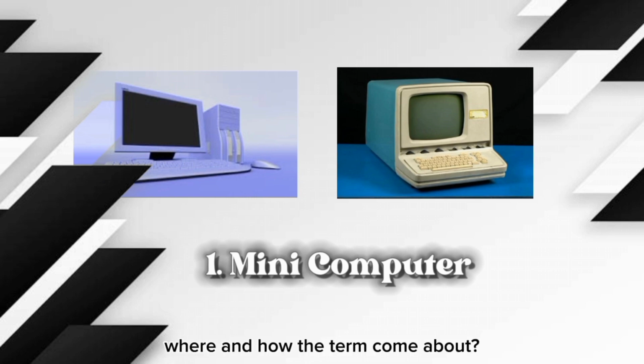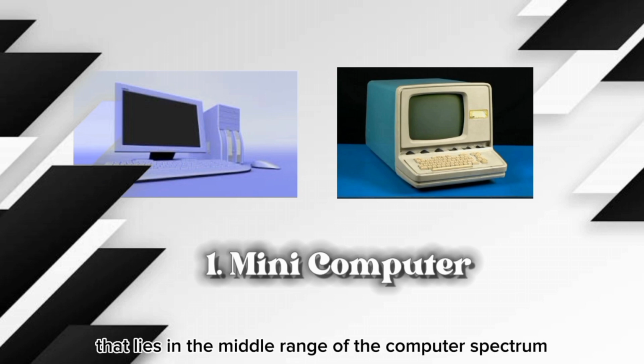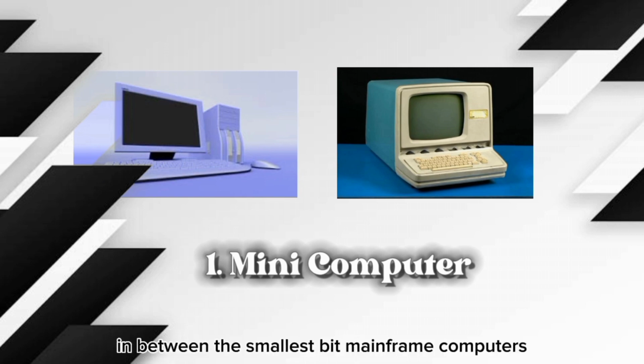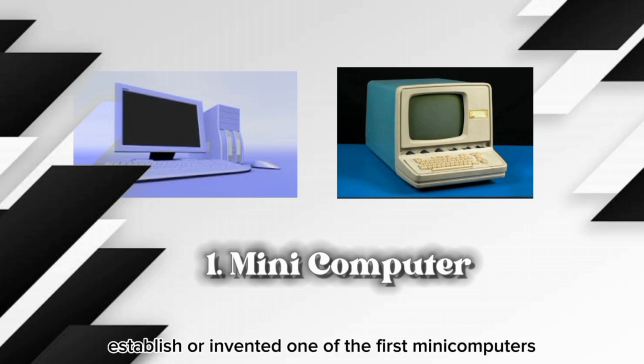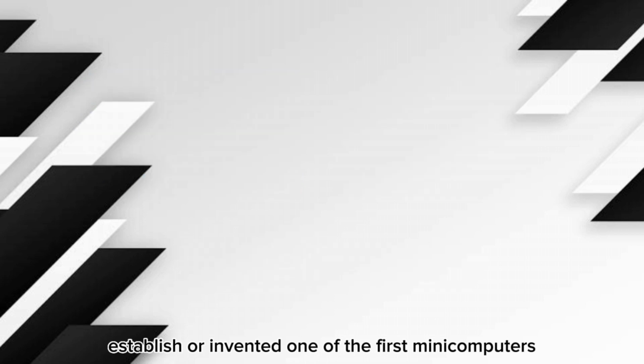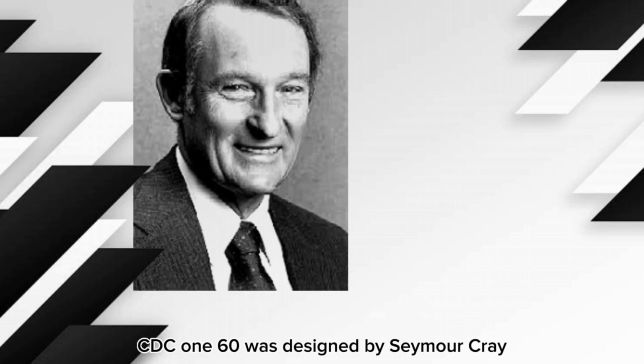Where and how did the term come about? The term minicomputer came to mean a machine that lies in the middle range of the computer spectrum, in between the smallest mainframe computers and the microcomputers. One of the first minicomputers, the CDC 160, was designed by Seymour Cray.